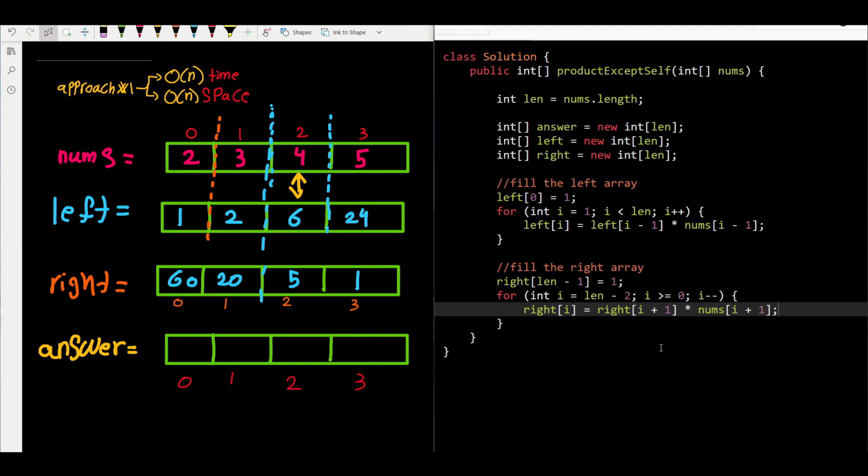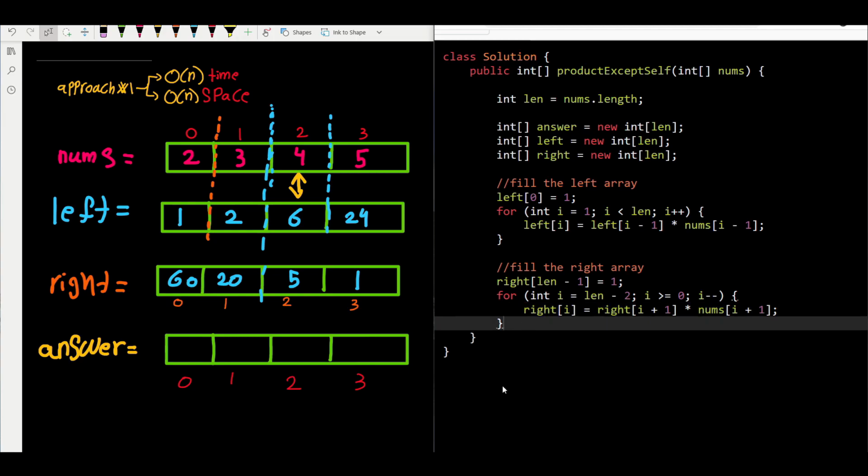Okay, so now we have filled the right array, and finally we need to fill out the answer. And we said for the answer, at each field we need to multiply the left section with the right section, and we can see that 1 times 60 is 60, 2 times 20 is 40, 6 times 5 is 30, 24 times 1 is 24.